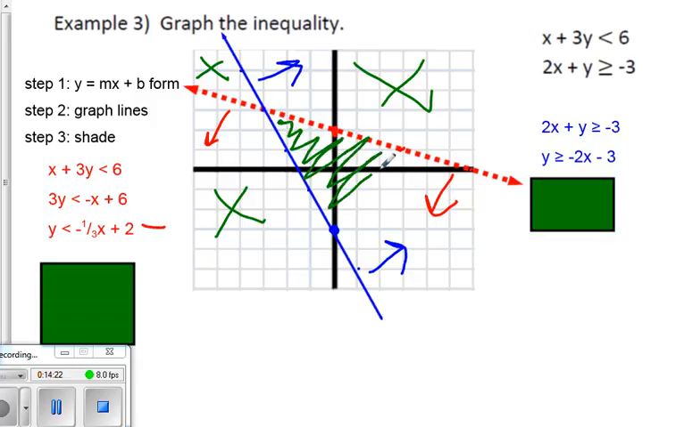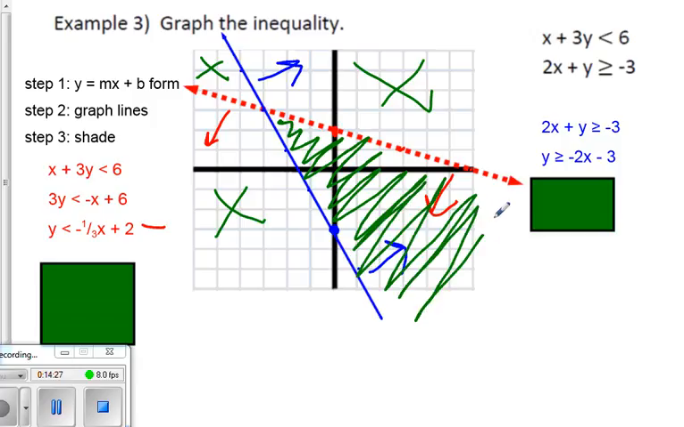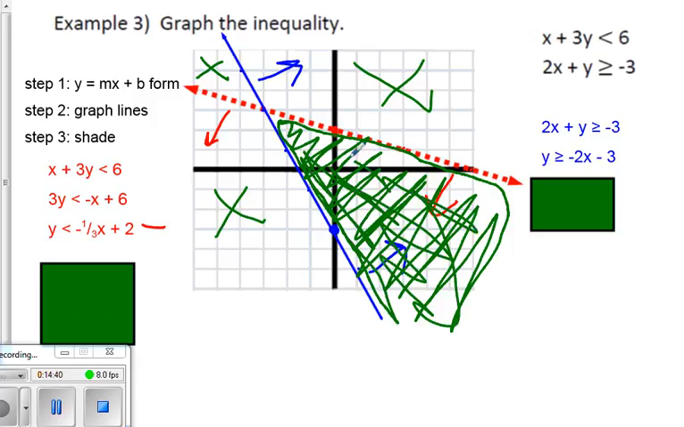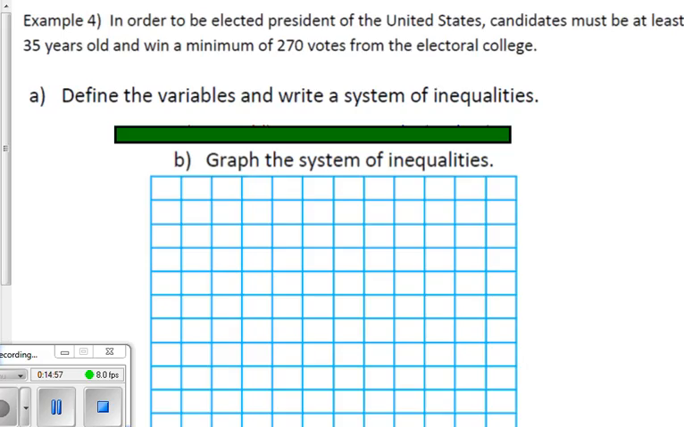So on mine, the way I'm shading it might look like a Christmas tree. So all of this area is what's true. Again, this border on the top is a dotted line. This bottom border is a solid line, but all of this area inside is true. If I picked any of those points, plugged them in, that point would be true for both of these two inequalities. Any point in here you can plug in and it would be a true inequality. So this is our solution to this system of inequalities.